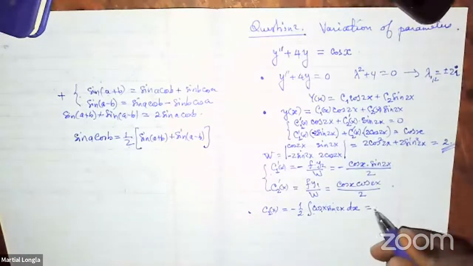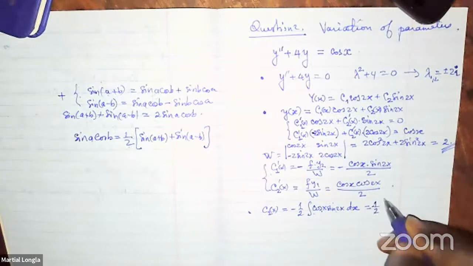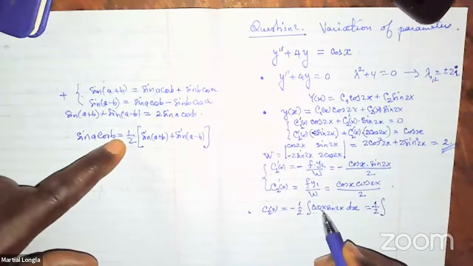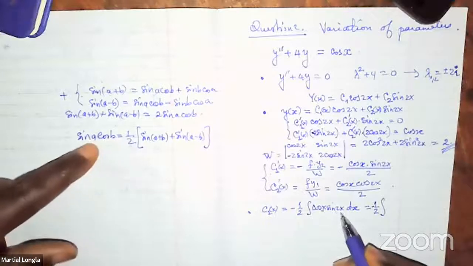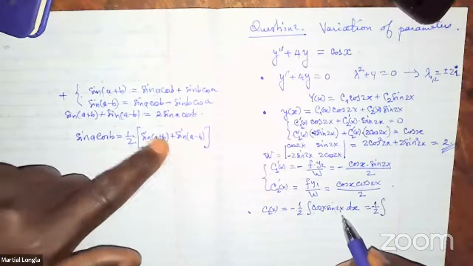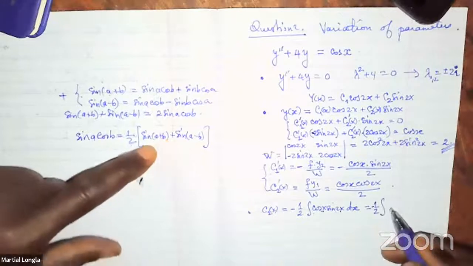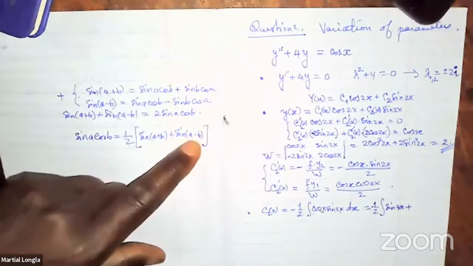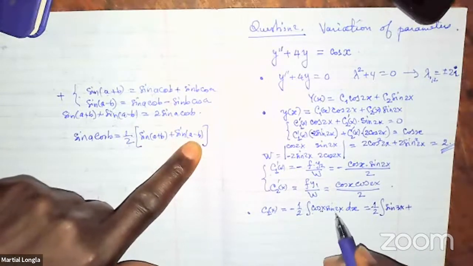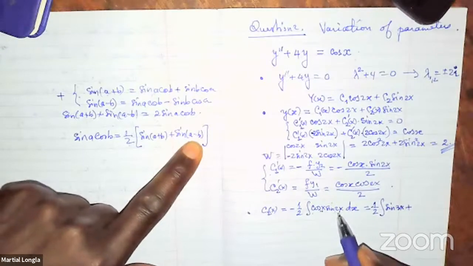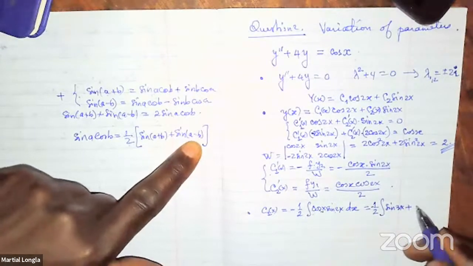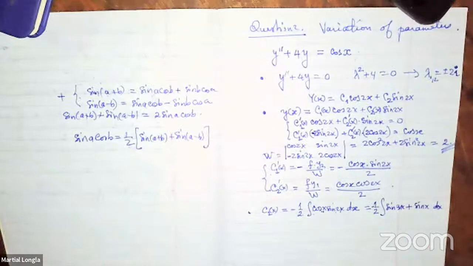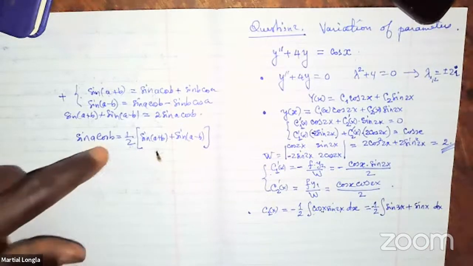So right here, I'm going to put this as negative 1/2 integral. In our problem, B is x, and A, which is with sine, is 2x. So A plus B is 3x, so that's sine 3x. Plus A minus B. Again, A is 2x and B is x, so that is sine of 2x minus x, sine of x, dx. So this is what that integral turns into using this formula.